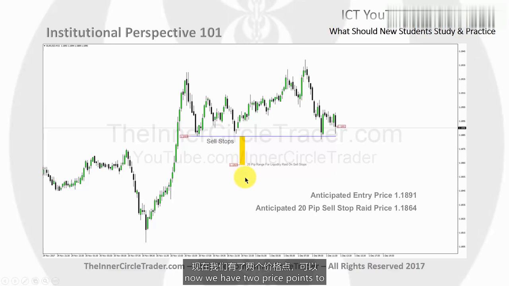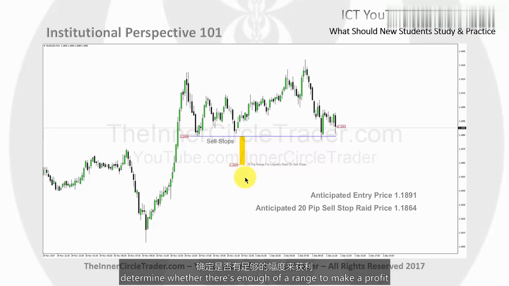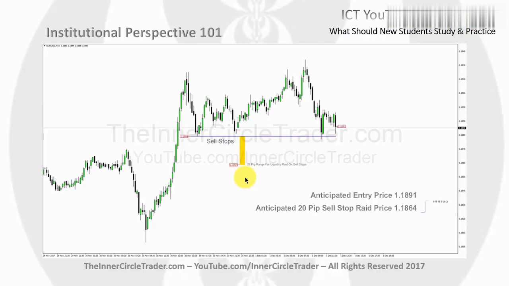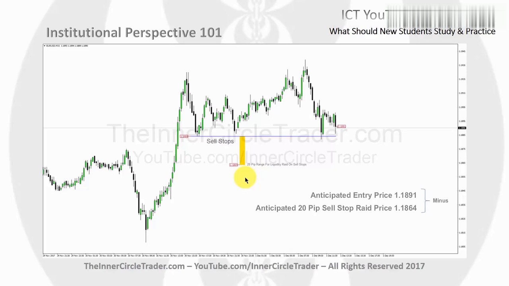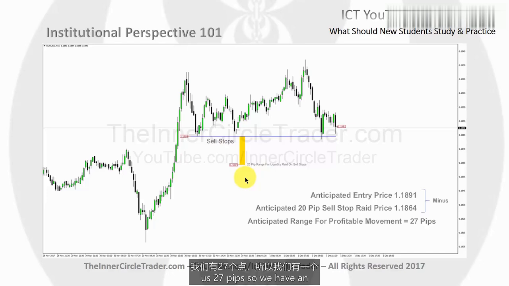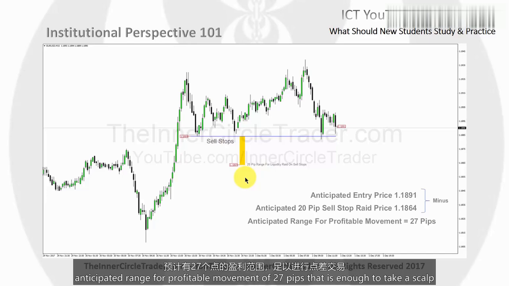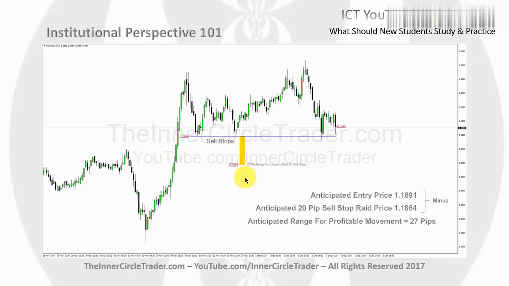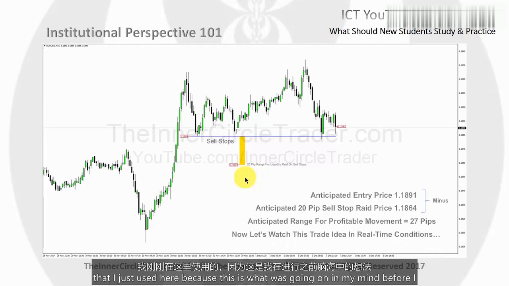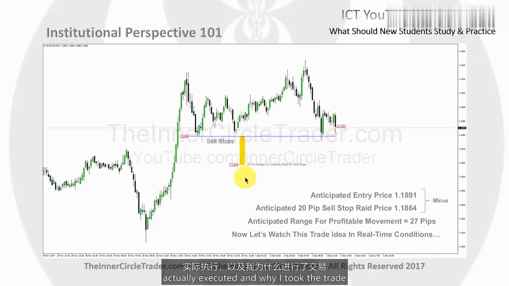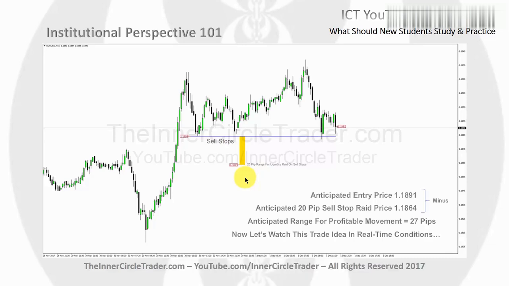So now we have two price points to determine whether there's enough of a range to make a profit. You take those two numbers and you subtract them. 91 from 64 gives us 27 pips. So we have an anticipated range for profitable movement of 27 pips. That is enough to take a scalp. Now what I want you to do is watch me use everything that I just used here, because this is what was going on in my mind before I actually executed and why I took the trade.